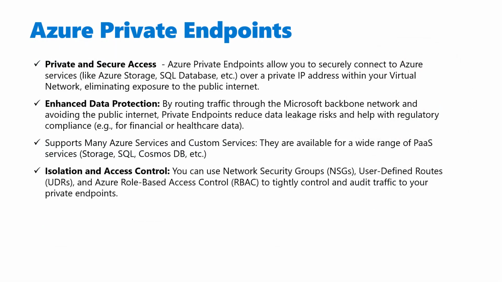So private endpoints provide us private and secure access. Basically they allow us to securely connect to any Azure service like storage account, database, app service, function app, and many more Azure PaaS services. The way it provides us secure access is it allows us to access via a private IP address, which is within the range of our virtual network, that eliminates public exposure.